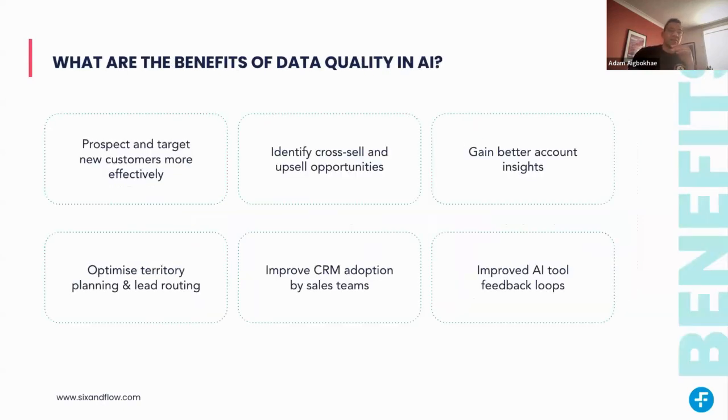In terms of the benefits of data quality and AI, whenever you get it right, your team are able to prospect and target new customers more effectively. You can identify upsells and opportunities way more effectively as well. You get better account insights, and we're going to show you some of that later on. You can optimize your territory planning and your lead routing a lot more accurately and easily. It improves your CRM adoption rates across your sales teams. Again, this is one of the main benefits because if you get your sales team entrenched in the CRM, they're going to sell more. It's going to basically help you guys.